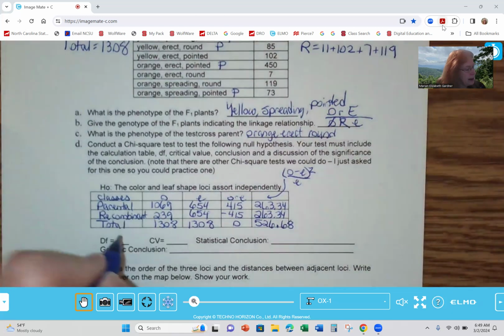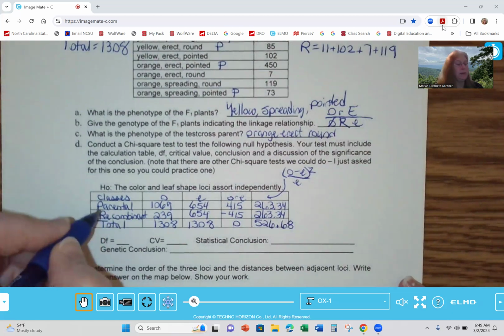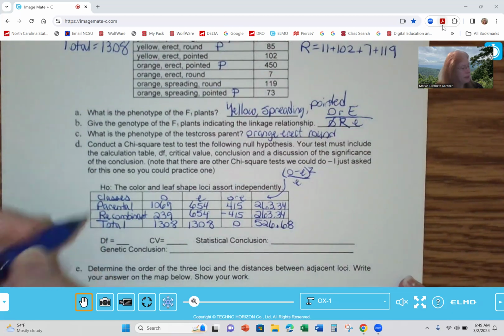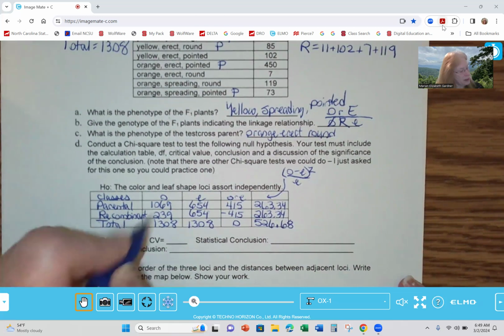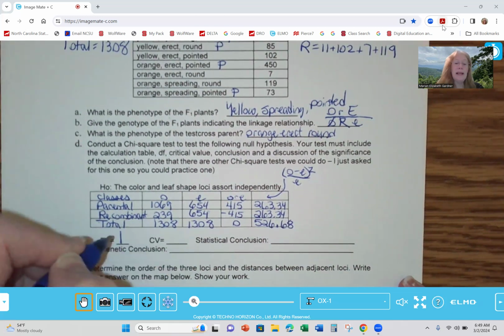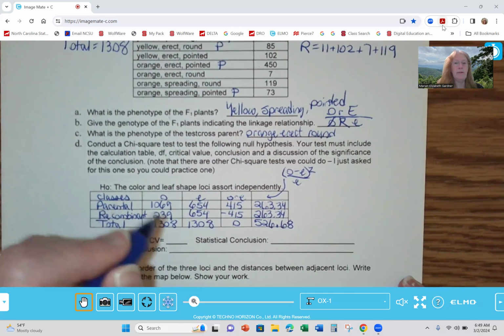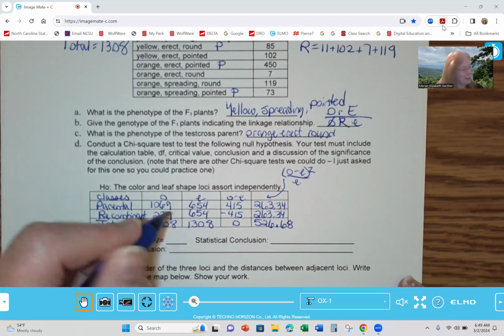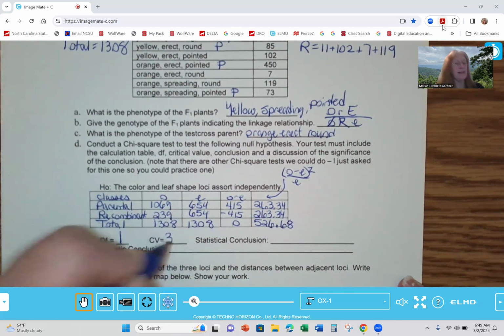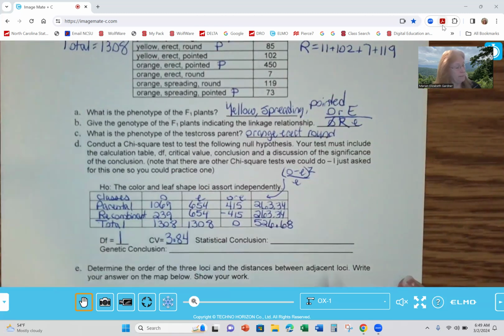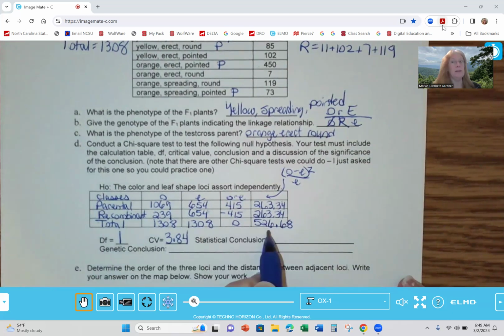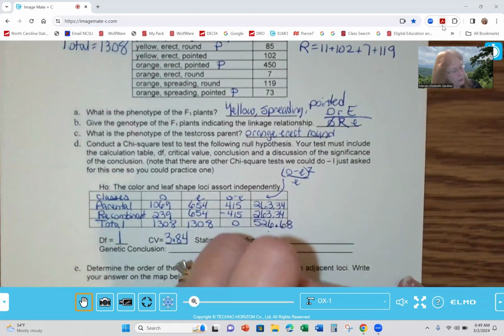Well, we analyze this the same way you would do the chi-square test we've done before. Our degrees of freedom is the number of classes minus 1, 2 classes, parental and recombinant, so 1 degree of freedom. On an exam, you would be given the table of critical values. You're expected to look it up for your homework, but the critical value at the 5% significance level for 1 degree of freedom is 3.84. Our calculated value was a lot bigger than that, so we will reject our null hypothesis.